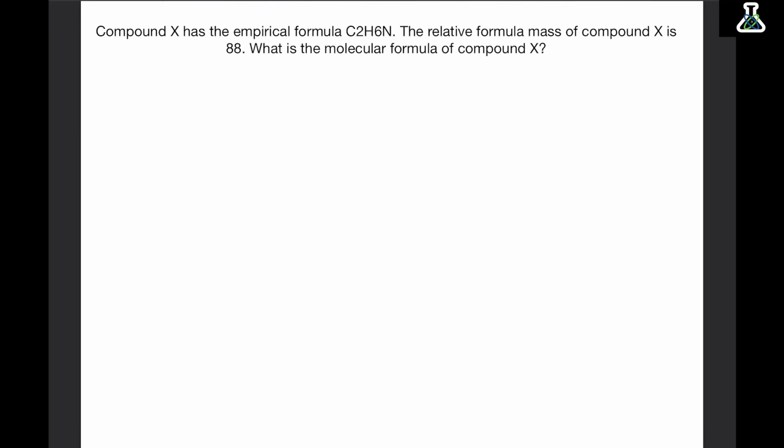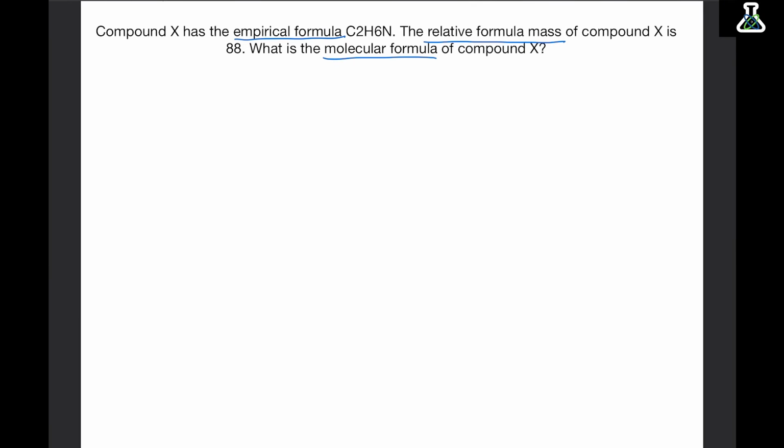So here's the last example question. Compound X has the empirical formula C2H6N. The relative formula mass of compound X is 88. What is the molecular formula of compound X? So this is asking us to do the same thing, but backwards. So we have the empirical formula, and we have the relative formula mass, so the mass of the whole compound, and we want to find the normal formula, the molecular formula.